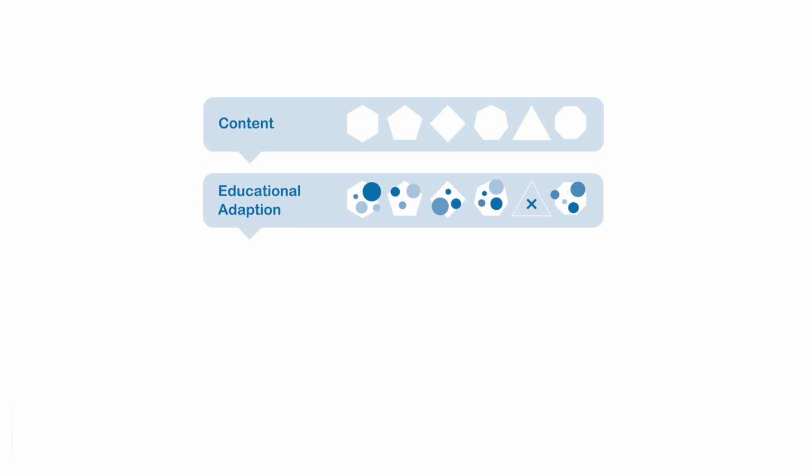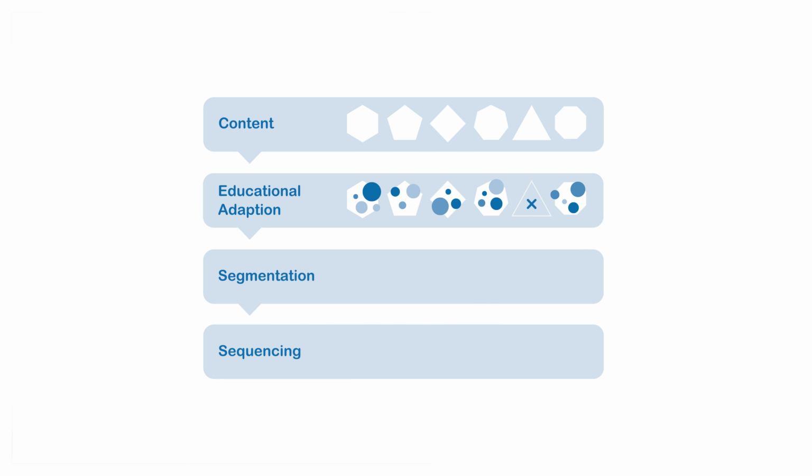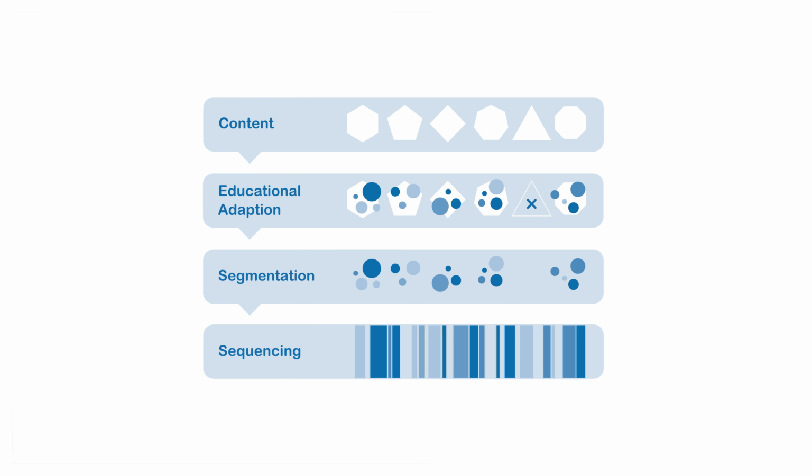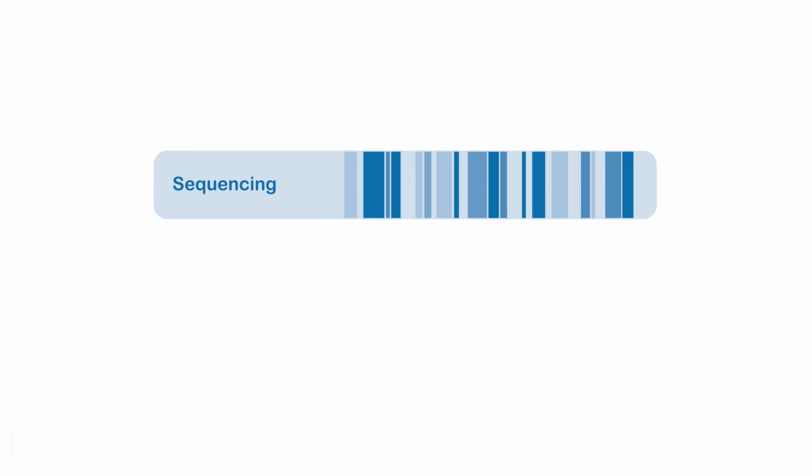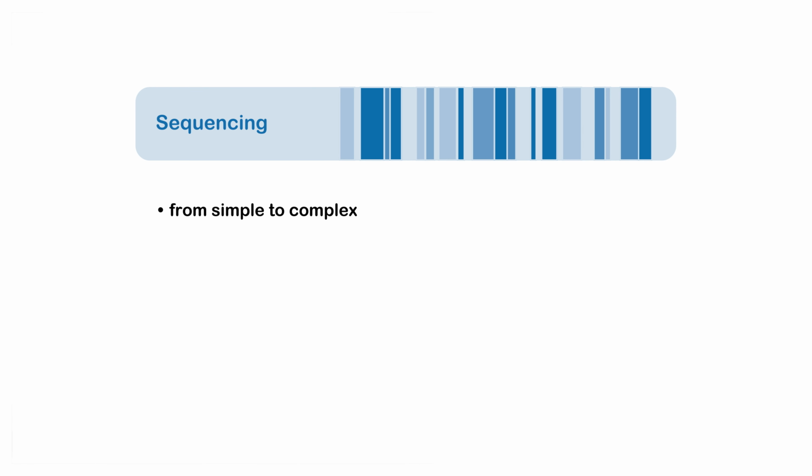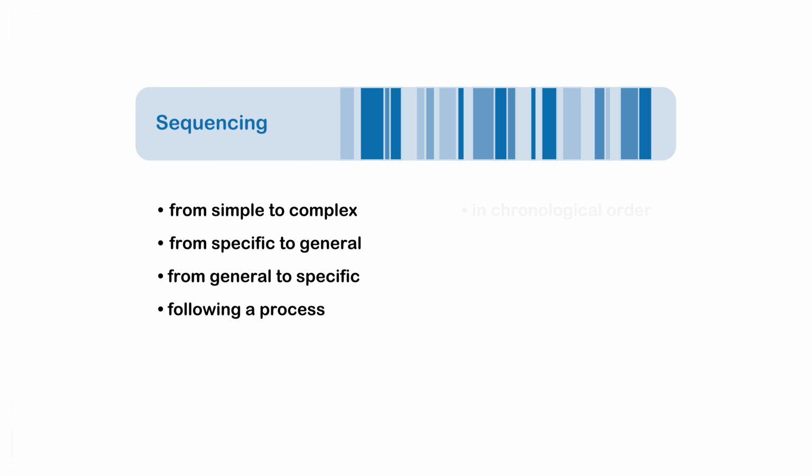Once the key content is set, it must be segmented and sequenced. Segmentation means dividing material into coherent, manageable units. Sequencing arranges these units in a logical order to support cumulative learning. There are several ways to sequence content: from simple to complex, from specific to general, from general to specific, by process, chronologically, from familiar to new, or using the Zoom principle.